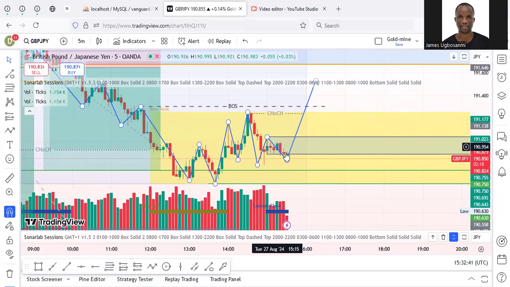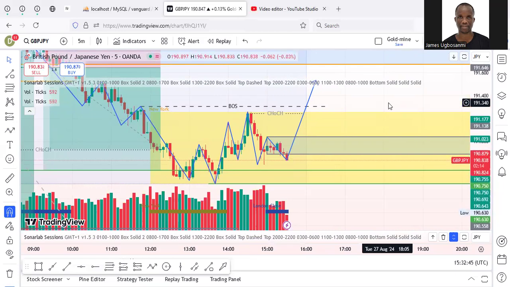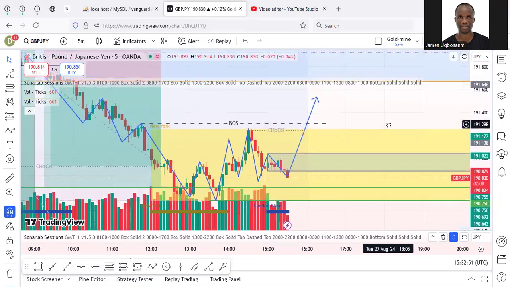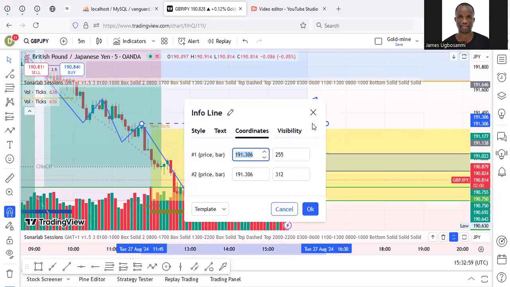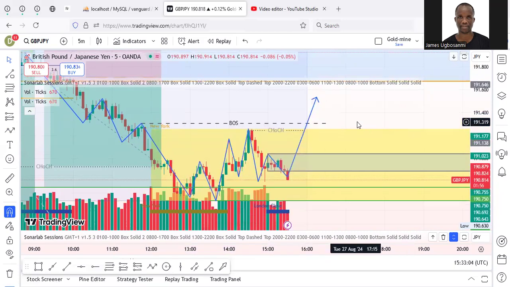I have a question. Yes. So if the price eventually breaks out of the zone you have marked, the 191.298 zone, this one, is it possible it can also come down, or will it just retest and go up again?